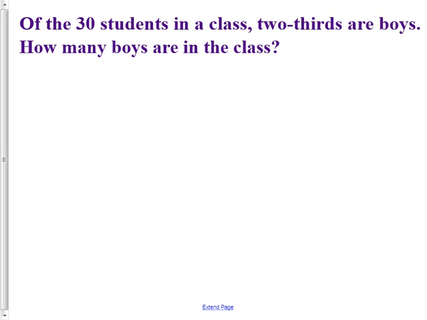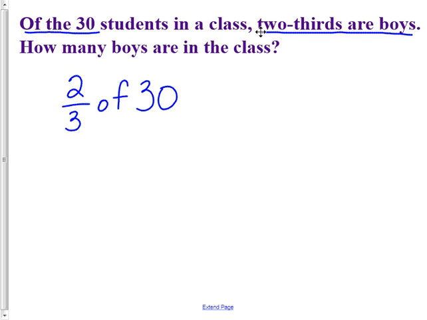Well, let's think about what we're looking for here. How many boys are in the class? What does it tell us? It says 2/3 are boys. Well, what is that 2/3 of? That's 2/3 of the class, of the 30 students. So we want to find 2/3 of 30.